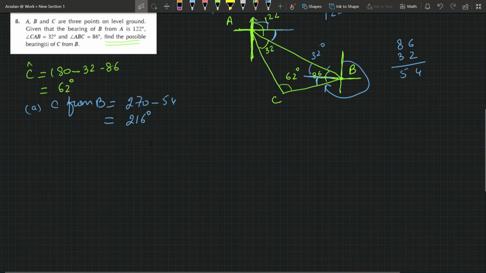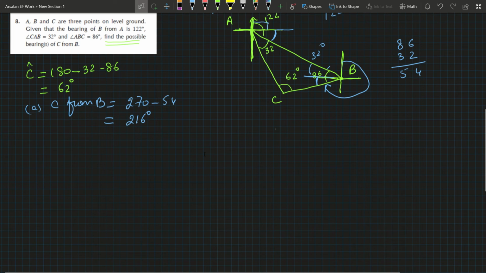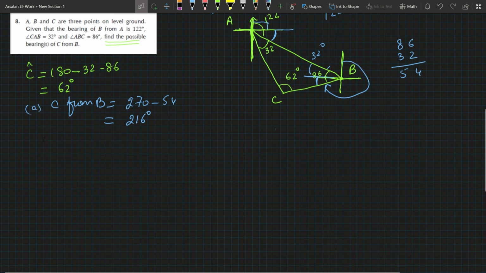Okay, so this was the first possible answer, and now we are going to find the second solution, right? So for this we need a new diagram. Just hold on a second, let me adjust the mic. Okay, so for this, because we have just one bearing in this question, let's make a new diagram. A will remain here, B is also at the same place, and the bearing is also 122 degrees.